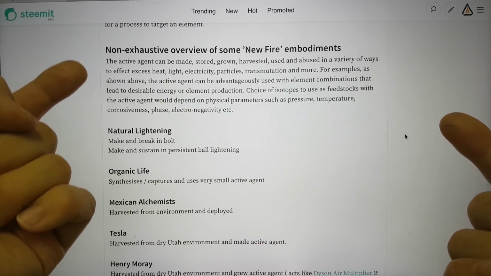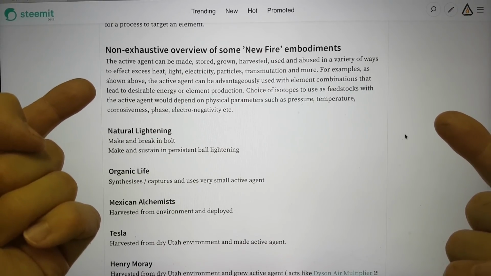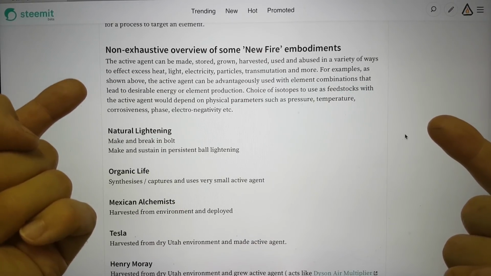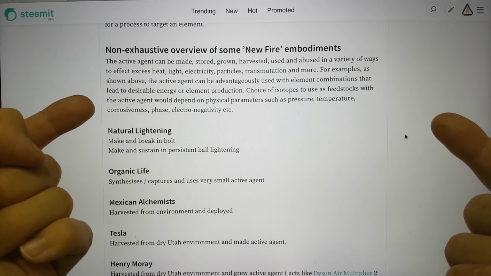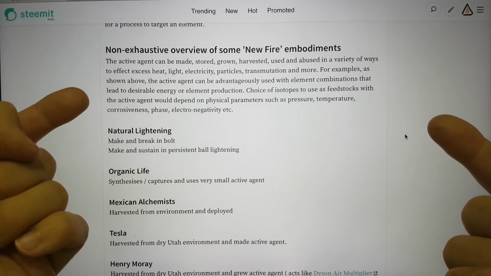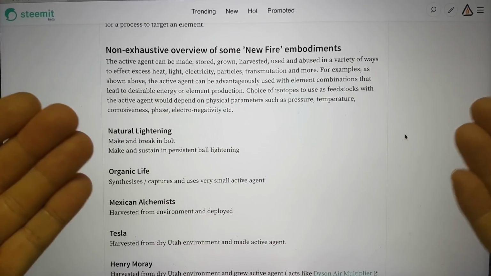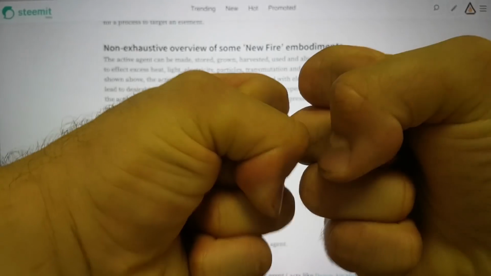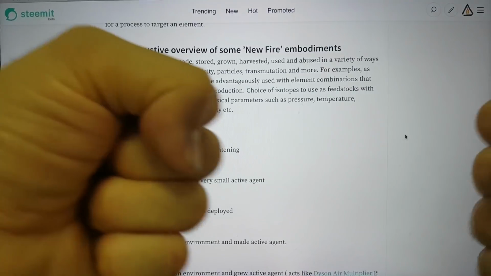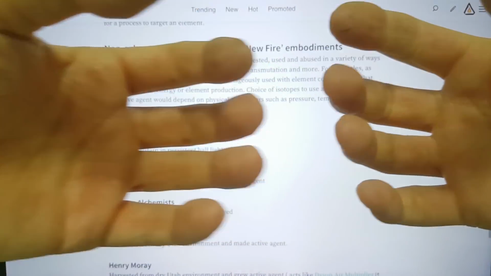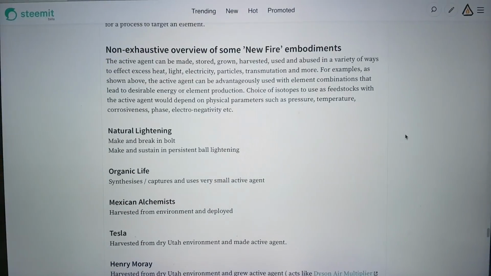For examples, as shown above, the active agent can be advantageously used with element combinations that lead to desirable energy or element production. Choice of isotopes to use as feedstocks with the active agent would depend on physical parameters such as pressure, temperature, corrosiveness, phase, electronegativity, etc. Also, as I said just above, the amount of drive may target a particular element, that being the kind of electrical intensity, but also resonant factors, either phonons or electromagnetic.